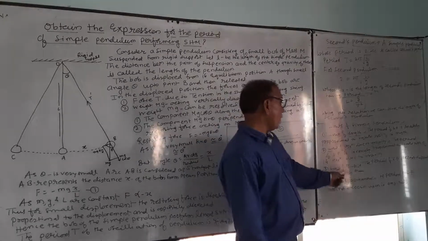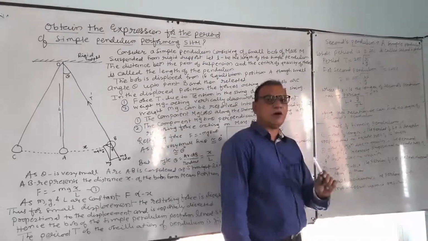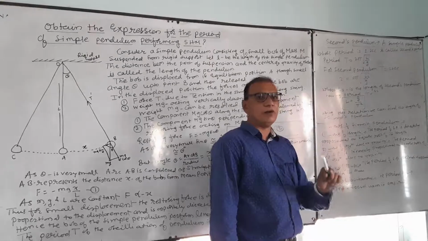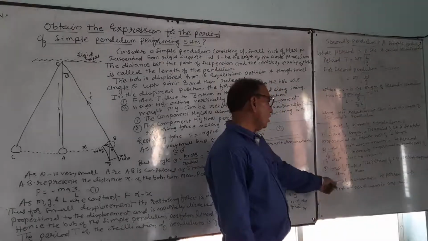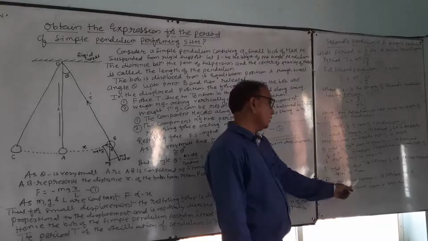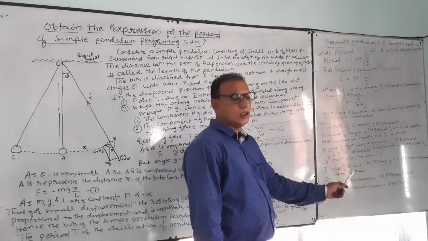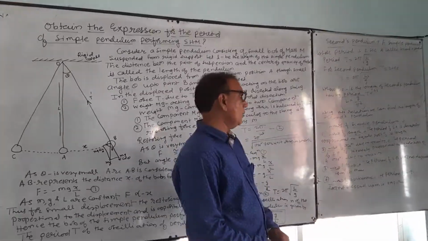Third, law of mass. Period of simple pendulum does not depend upon its mass. And last, law of isochronism. The period of simple pendulum does not depend upon its amplitude. These are the 4 important laws of simple pendulum.